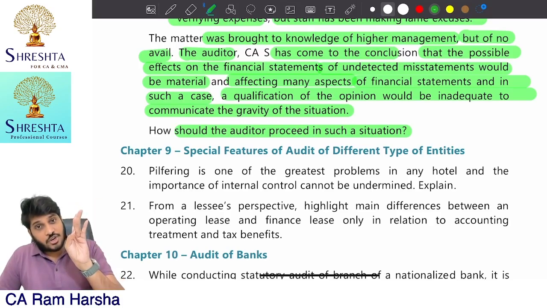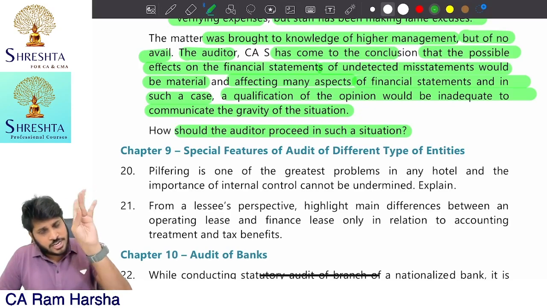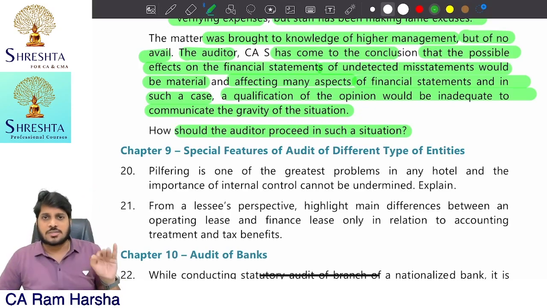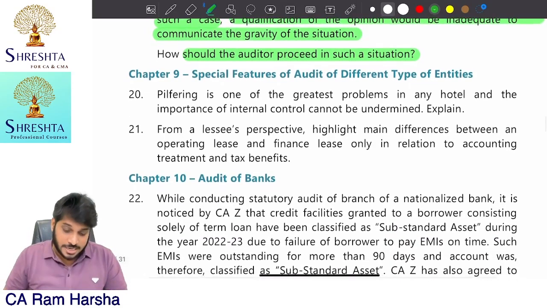If at all you are withdrawing from the engagement, up to the date of withdrawal, whatever misstatements you identified, please communicate to the management and then withdraw. Read the answer. It's a 705 question.